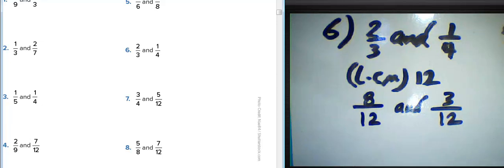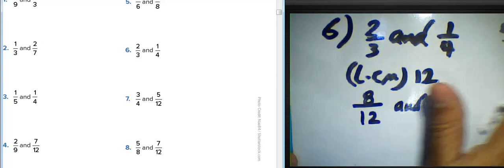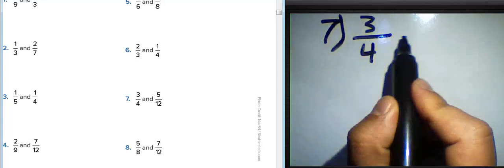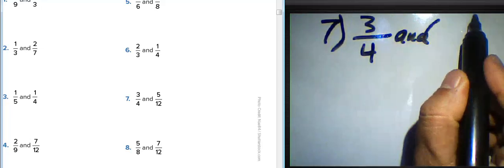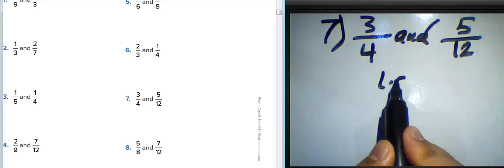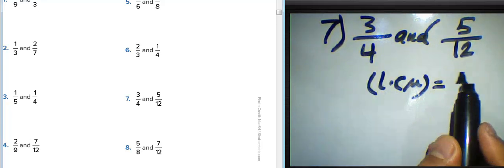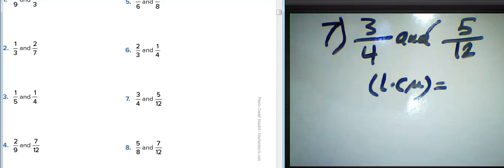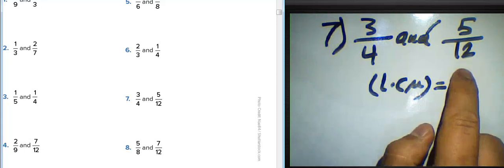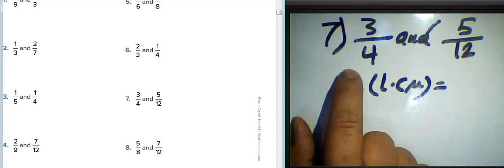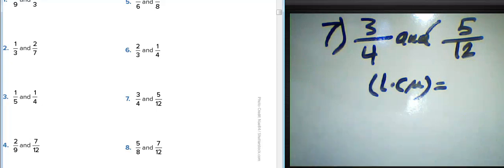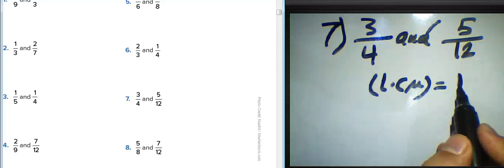Okay, and what about question number 7? Look at question number 7 with me here. Question 7. 3 over 4 and the second fraction 5 over 12. We can find the least common multiple between 4 and 12. Ask yourself, the greatest number here, 12, can it be divided by 4 or not? We know 12 can be divided by 4. So the least common multiple between 12 and 4 is 12.